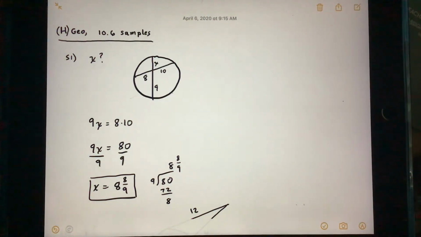Good morning, geometry classes. We're going to take a look at our 10.6 samples. We're looking at determining segment lengths of chords inside of a circle as well as segment lengths on tangent or secant segments relating to a circle. All right, let's take a look at sample 1 to find out how long x is.